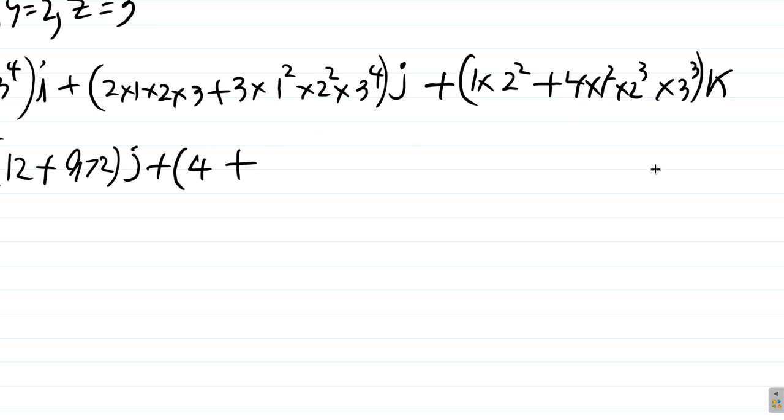It's going to be 2 2's are 4 plus 3 3's are 9, 9 3's are 27, so that's 27 times 2 cubed is 8, so that's 27 times 8 times 1 squared is just 1 times 4. So you have 864 k.